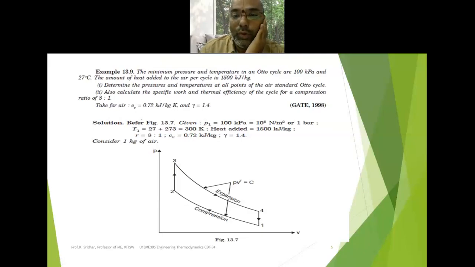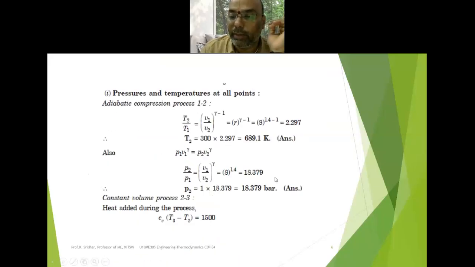So how to proceed? PVT relationships are always very important, because the expansion and compression processes take place according to the adiabatic process. So just recall the PVT relationships. This is the volume and temperature relationship in the adiabatic process. T2 by T1 is equivalent to (V1 by V2) to the power of gamma minus 1, from which we are able to estimate T2 as 689.1 Kelvin.